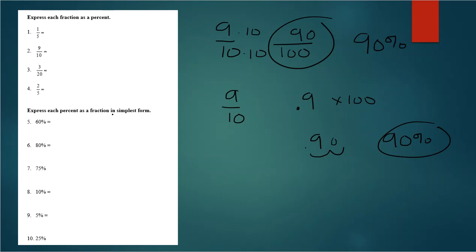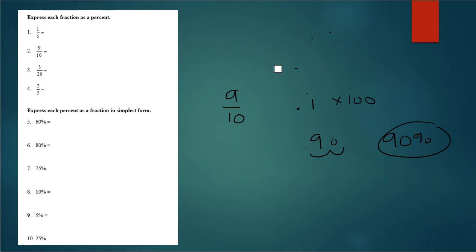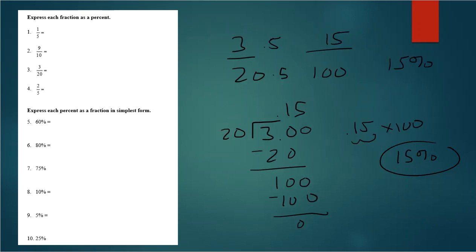Okay, let's look at another one, 3/20. So to change 3/20 into a percent, using the method where you make an equivalent fraction with a denominator of 100. To do that, okay, sorry you guys, I think I was talking without the video on, and I don't know where I left off.